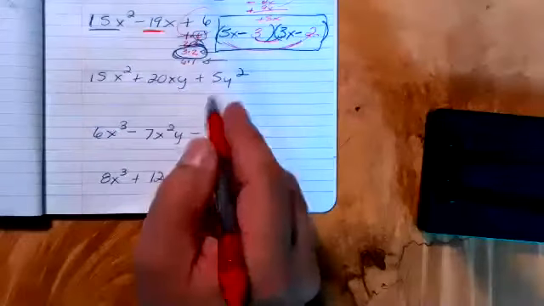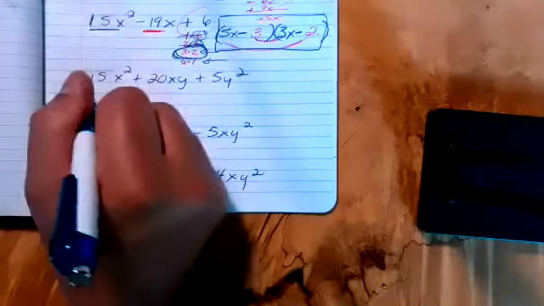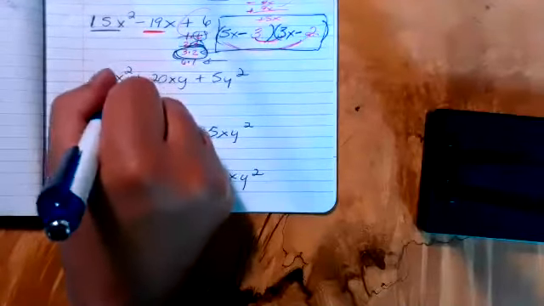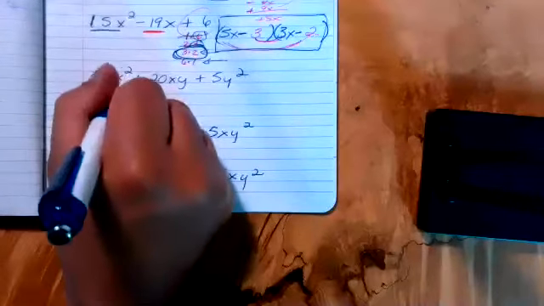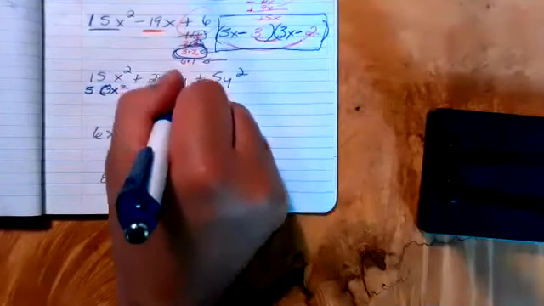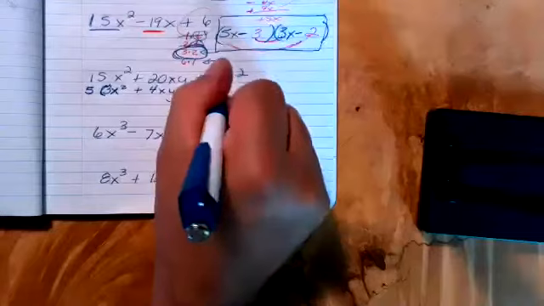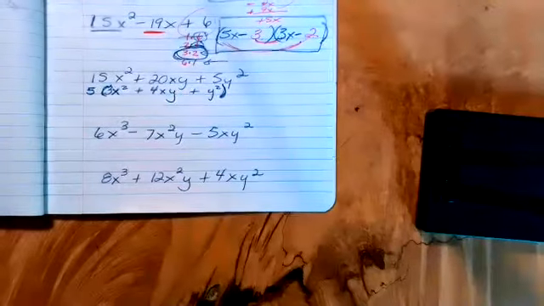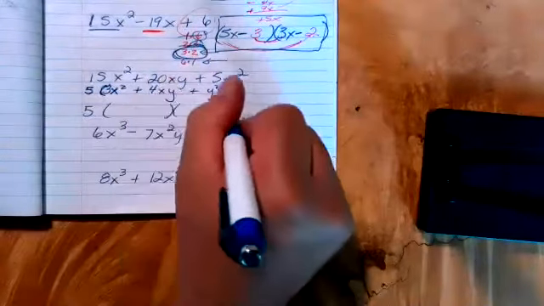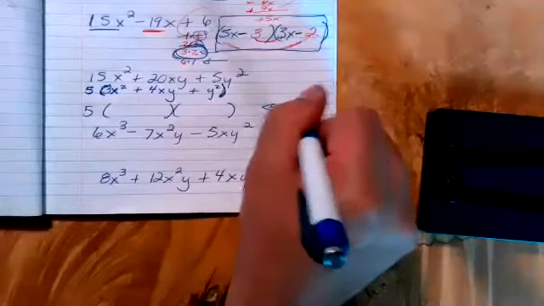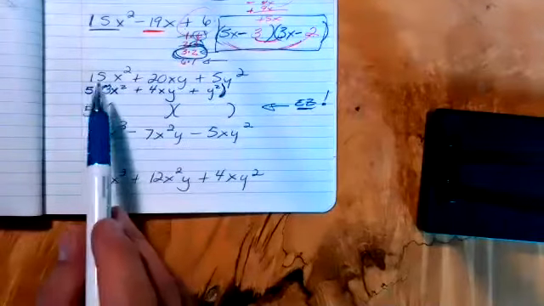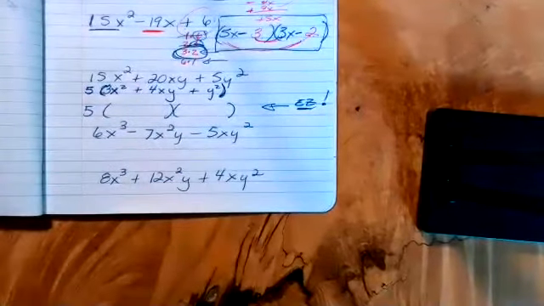In this case, it looks like we have a GCF of 5. So I'd be left with 3x squared plus 4xy plus y squared if I factor out the 5. This is actually a very easy problem. This is the best problem here. It looks hard. I love problems that look hard and are very easy.